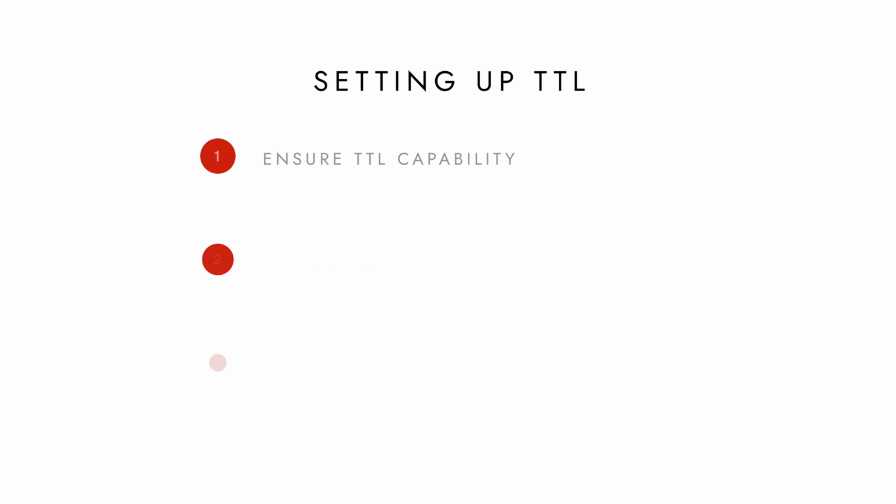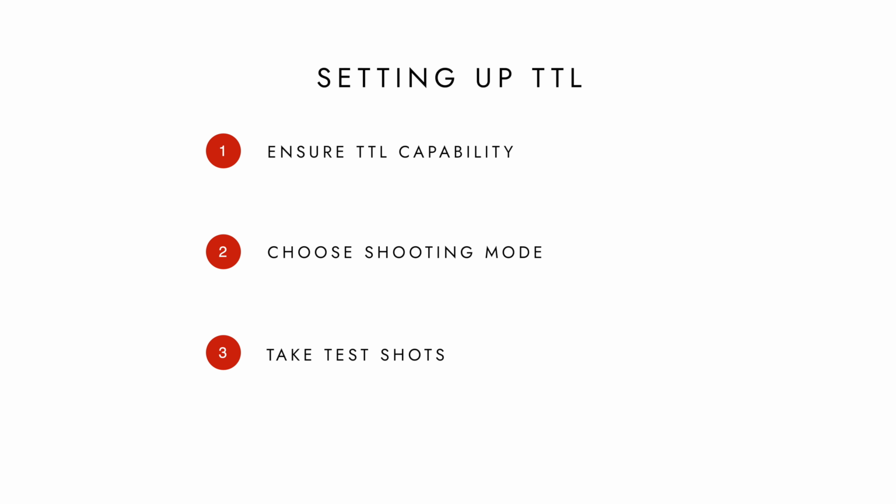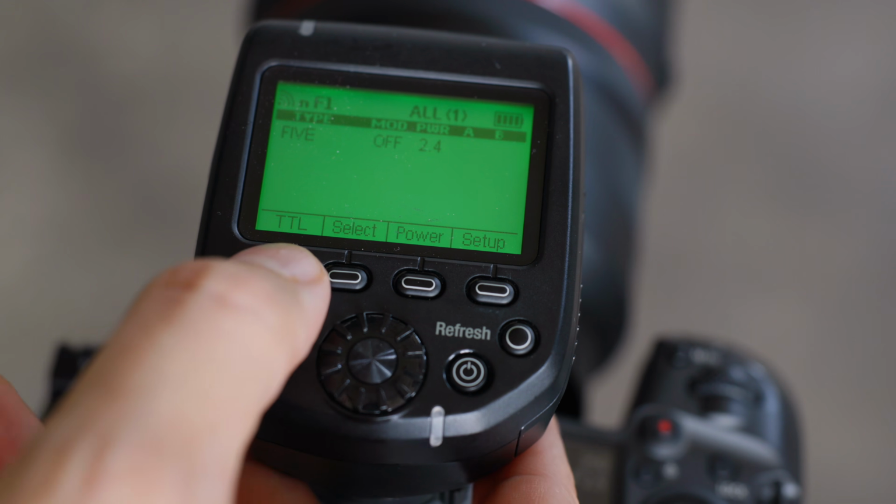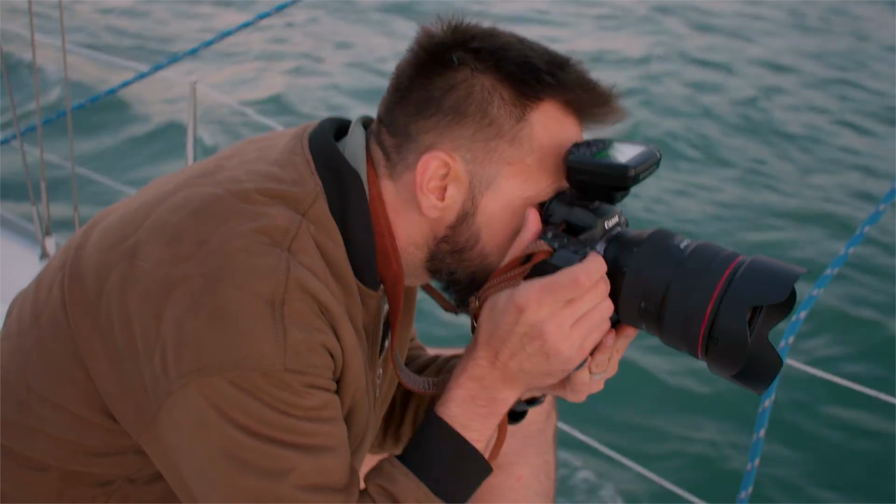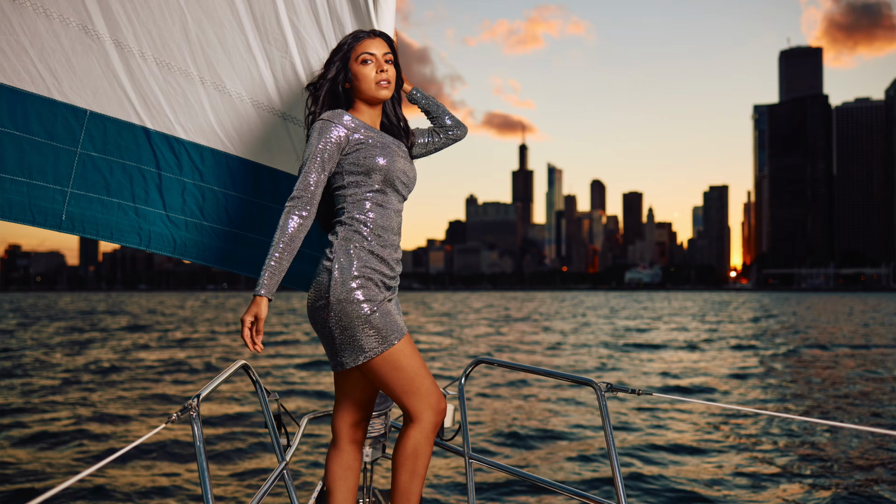Setting up TTL on your camera and flash is simple. First, ensure that both your flash and trigger are capable of TTL. If your gear is older, TTL may not be an option. To enable TTL, you normally just switch the trigger to TTL, but you may need to enable TTL mode on your flash too. Second, set your camera to the desired shooting mode.